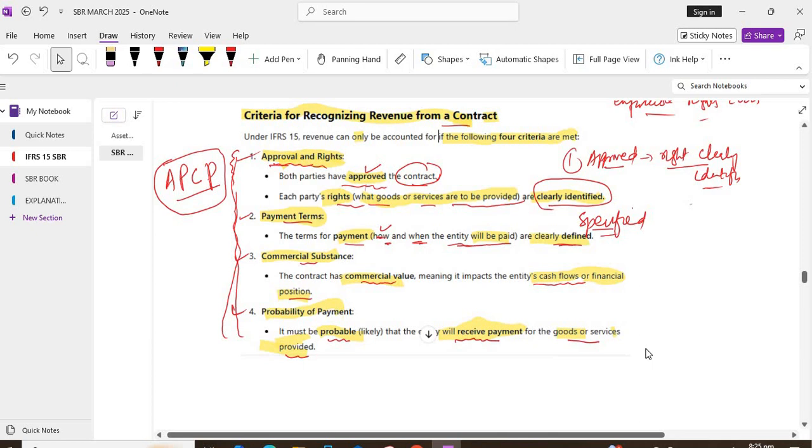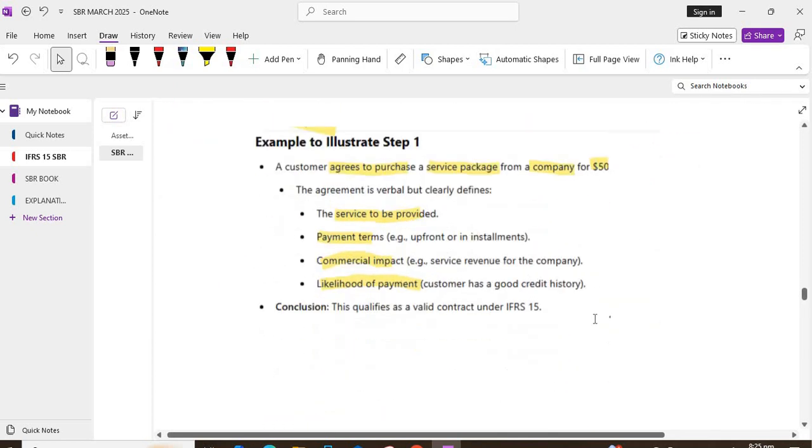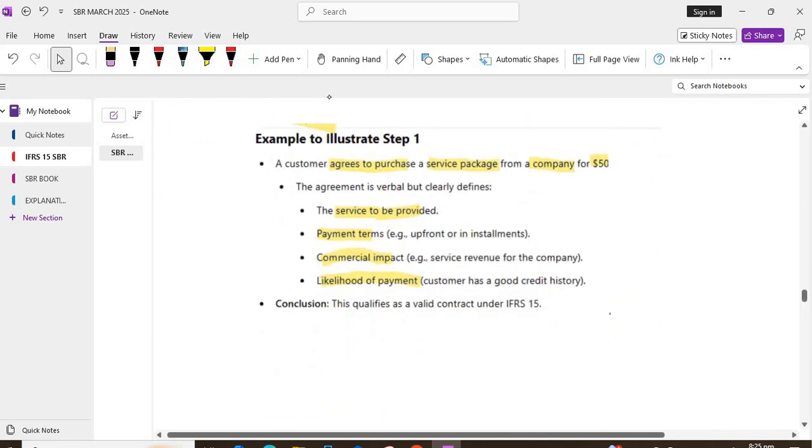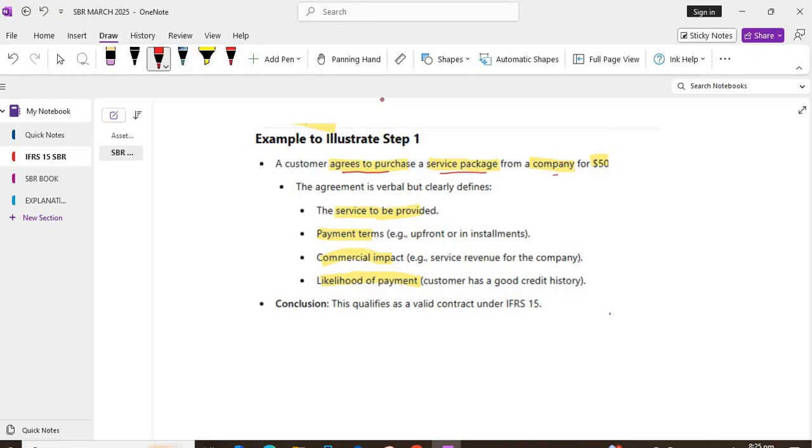Let's move on to the next part. First we have to understand this illustration. A customer agrees to purchase services packages from a company for $50. Now this is an agreement, this is a contract where both parties have agreed. One is purchasing the services packages from the company at this amount.